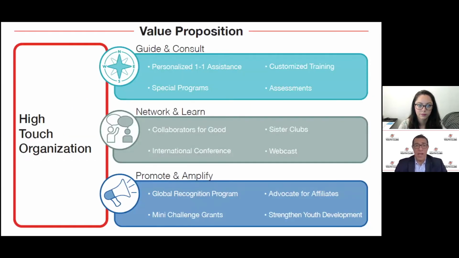Our value proposition continues to be centered around three areas: guide and consult, network and learn, and promote and amplify. We will always remain a high-touch organization; that's built into our DNA. Even as we expand beyond the consultation work we're known for into special programming and training, and under networking and learning, our international conference, which many of you attended, we continue to build our Collaborators for Good network. We continue to add new collaborators each month, and our monthly connection point around webcasts will continue to build over time.